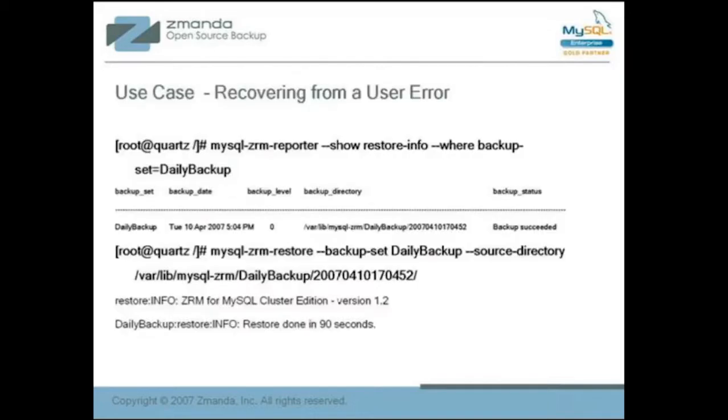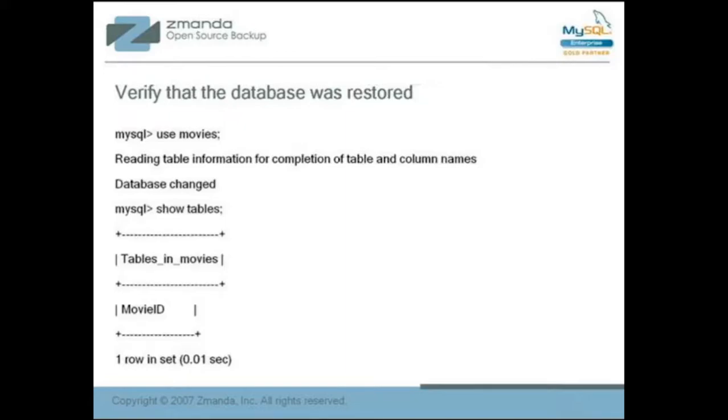We will now perform a restore of the movies database. Using ZRM's reporting capability, we will identify the last full backup. We'll use the mysql-zrm-restore command to restore the full backup. Be sure to specify the correct location of the backup. Upon further verification, we can see that we have successfully restored the movies database to the state that it was in at the time of the last full backup.